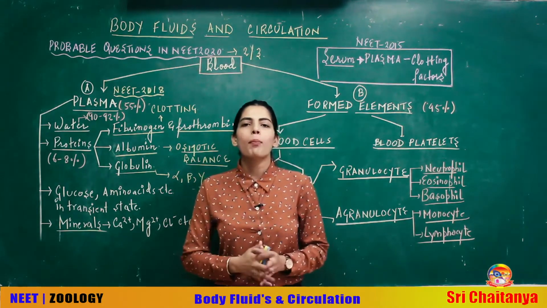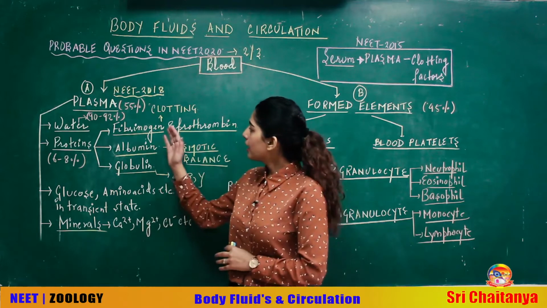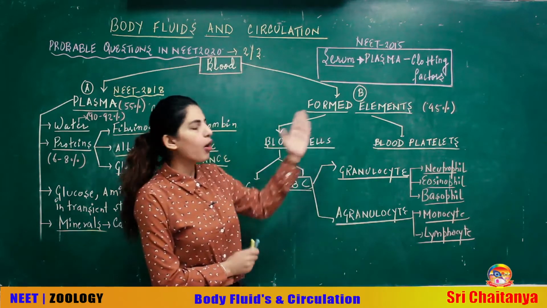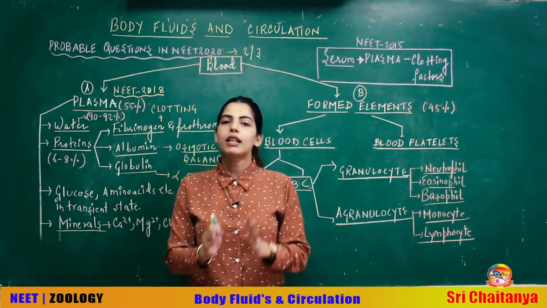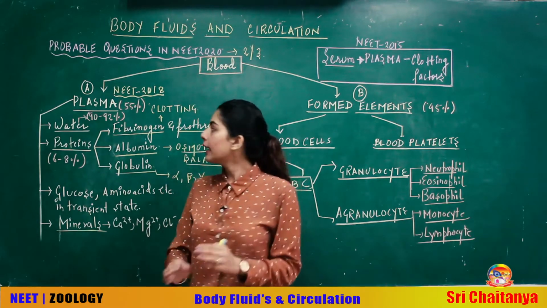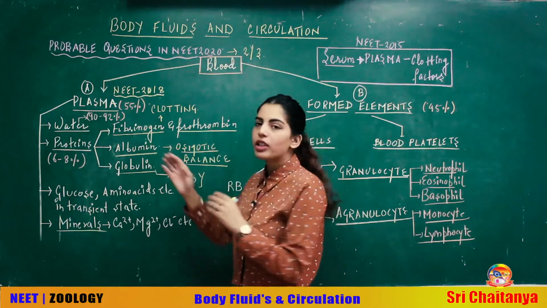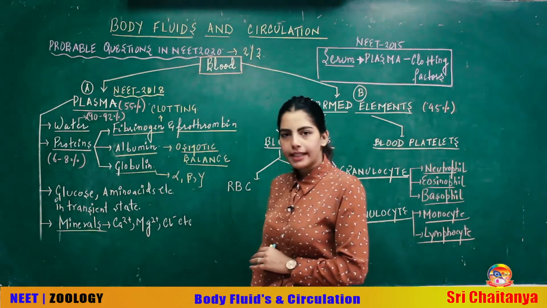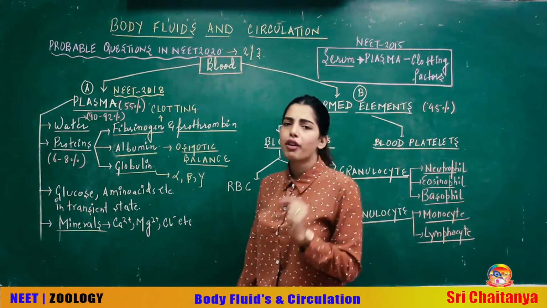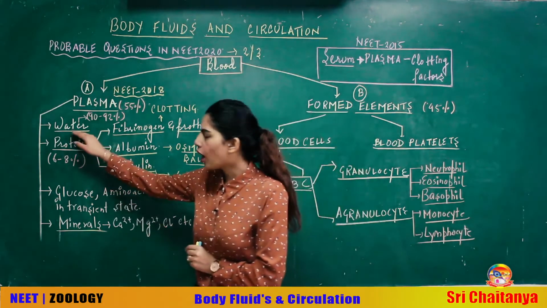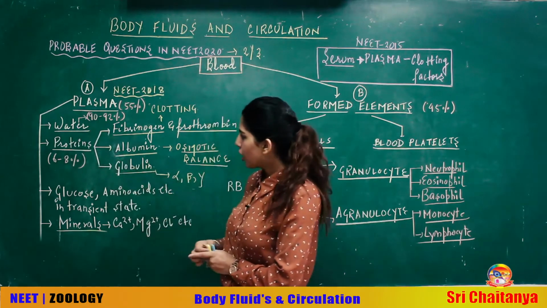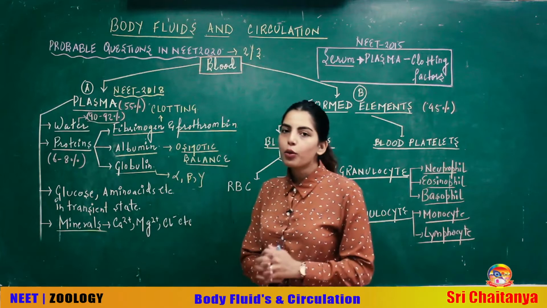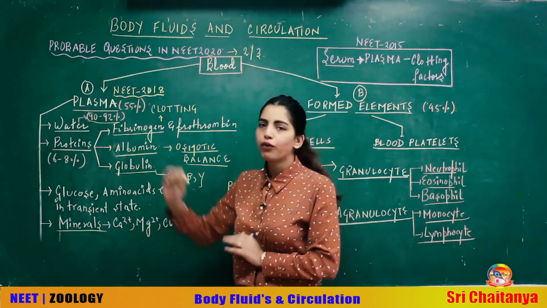Looking at the components of your blood, blood consists of plasma 55% and formed elements 45%. Now talking about the plasma, which is 55%, it has got different components. The major portion of your plasma is water. Can you see the percentage? It's 90 to 92%. So 90 to 92% of your plasma is itself water.